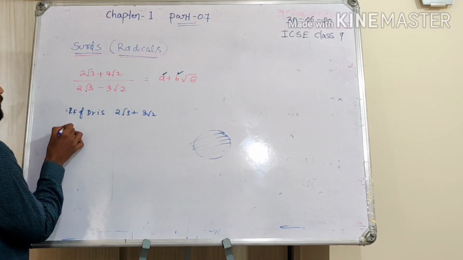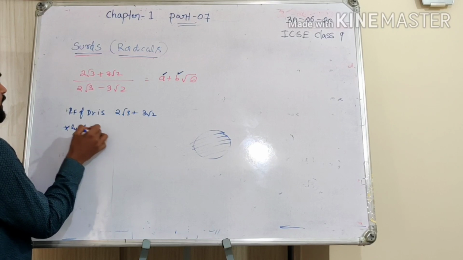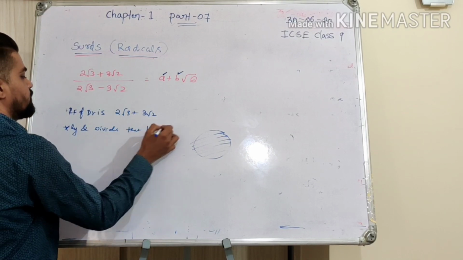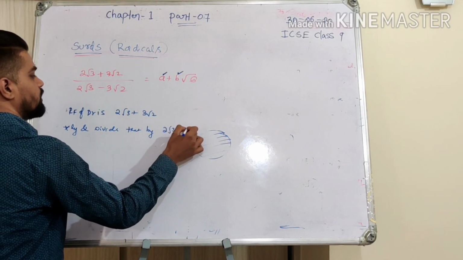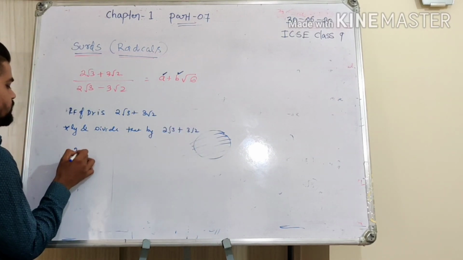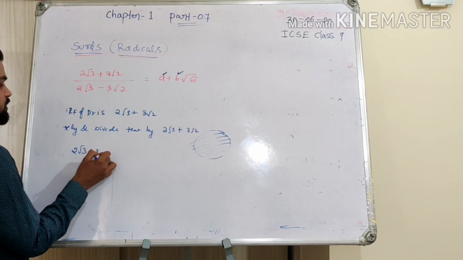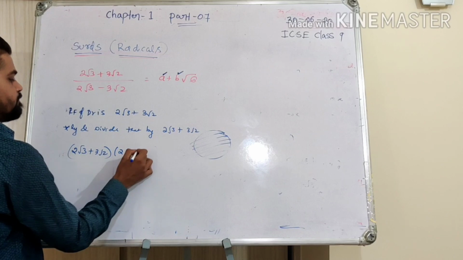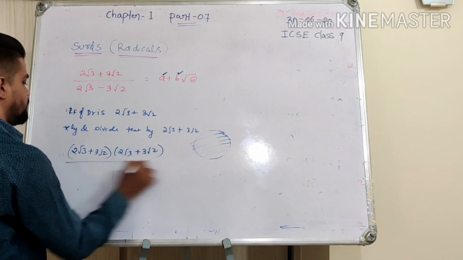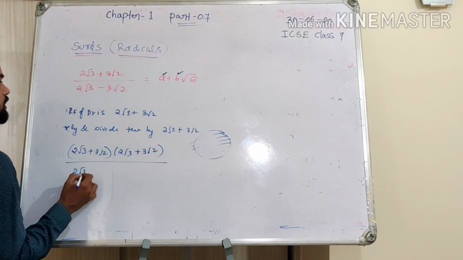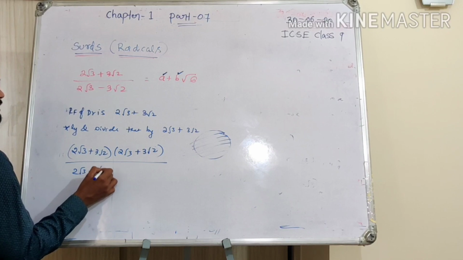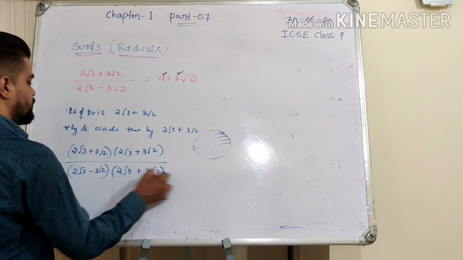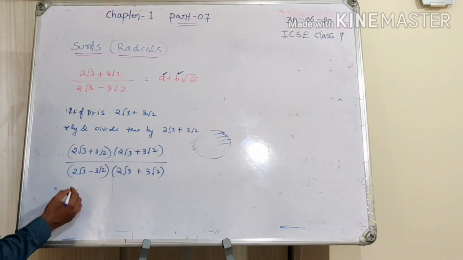So we multiply and divide that by 2 root 3 plus 3 root 2. So what we end up with is 2 root 3 plus 3 root 2 into 2 root 3 plus 3 root 2, divided by 2 root 3 minus 3 root 2 into 2 root 3 plus 3 root 2. So we end up with again the a plus b whole square format.